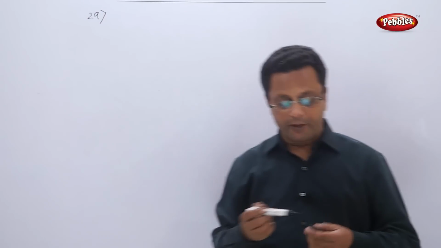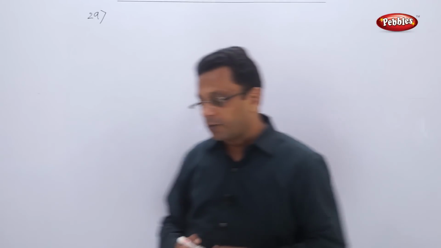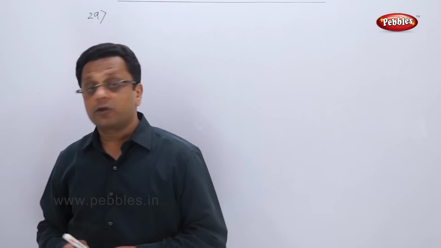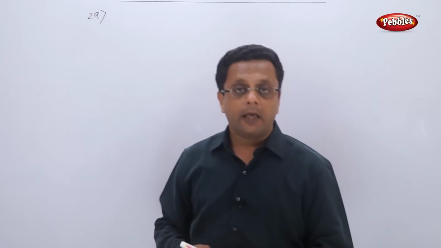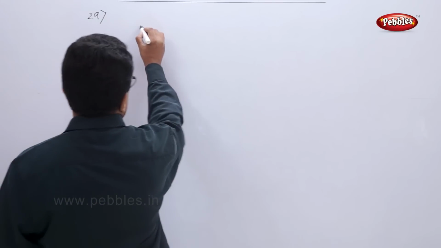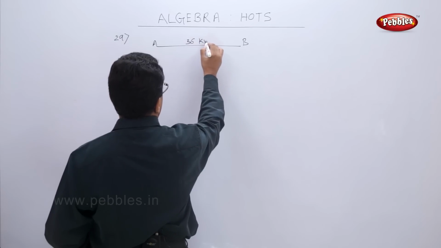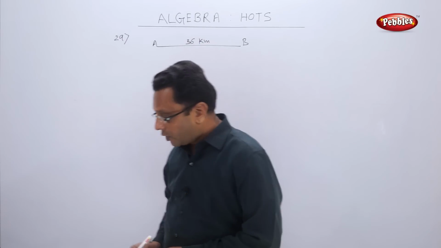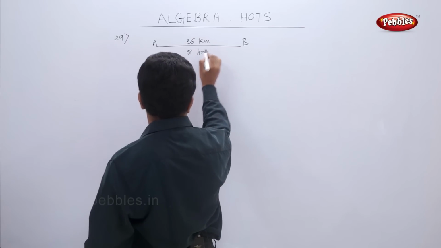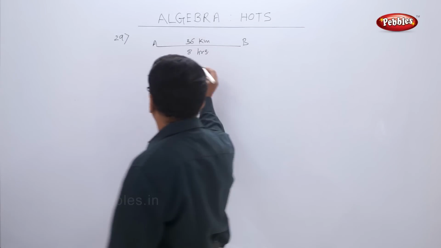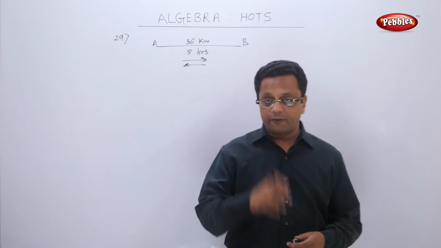29. Now this is our favorite problem of river and boat. Okay, let us read the problem first. A man traveled by boat 36 kilometers down a river and back in 8 hours. So in the river, A to B, the distance is 36 kilometers. Further they are given the time taken is 8 hours, 8 hours for to and fro journey.